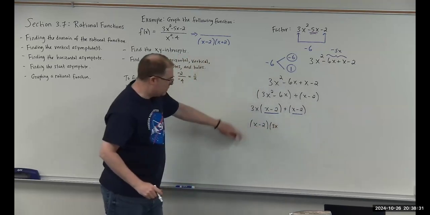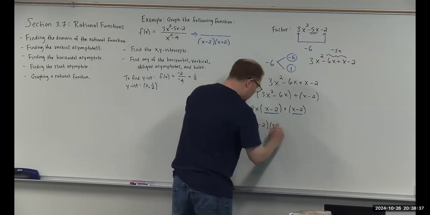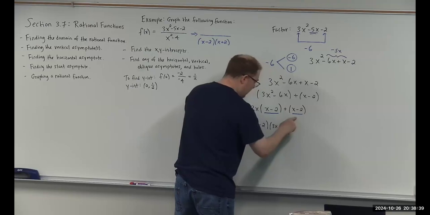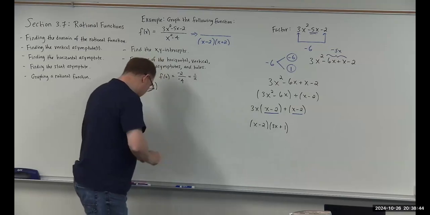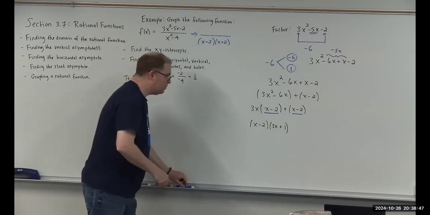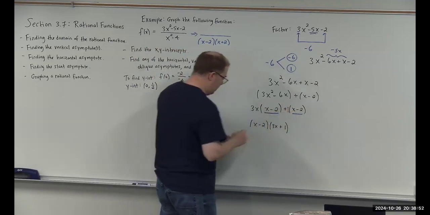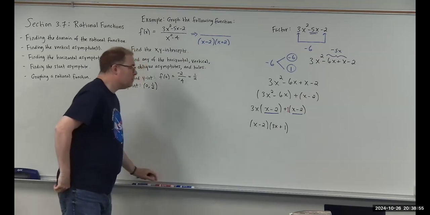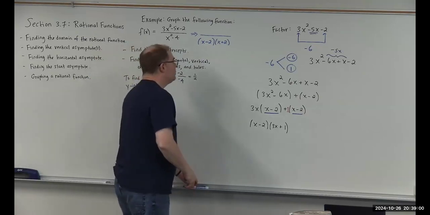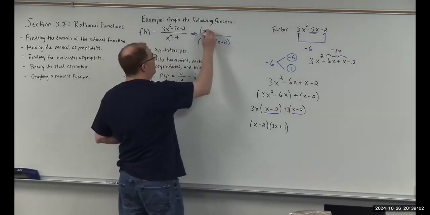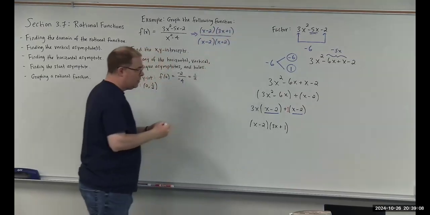That's going to leave us with a 3x. And then because we have x minus 2 here, x minus 2 times 1 gives us x minus 2. So we put a 1 in its place. And remember that we can think about that there's a 1 here. So there's our factorization. We have x minus 2 times 3x plus 1.